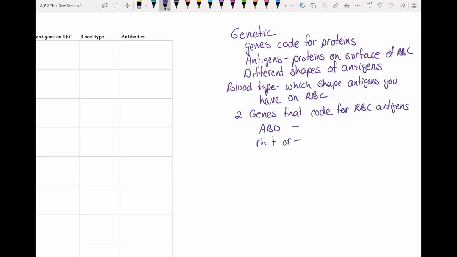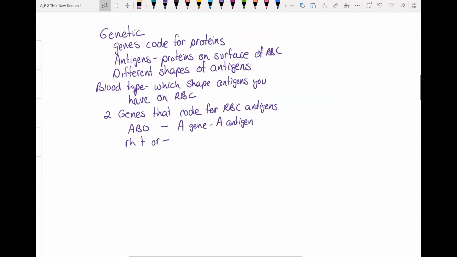So for ABO, you can have the A gene, which will give you the A antigen. There is the B gene, which codes for the B antigen. And the O gene codes for no antigen. So O just means you don't have an antigen. There is no such thing as an O antigen. O just means you don't have it.